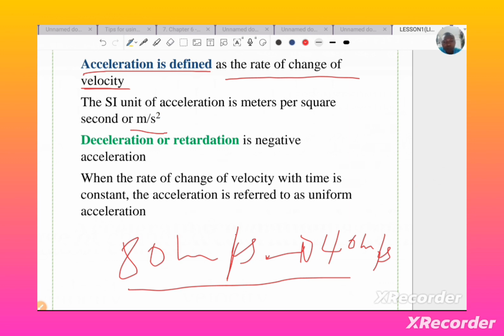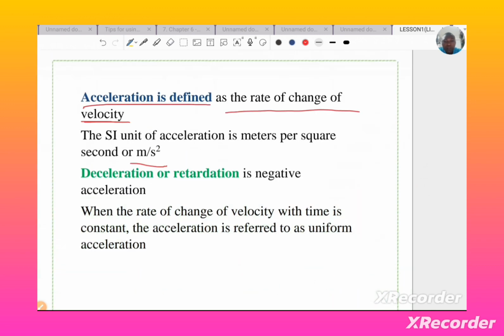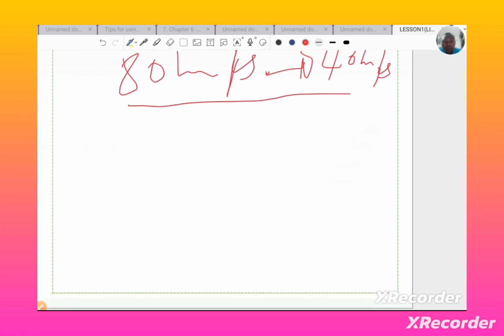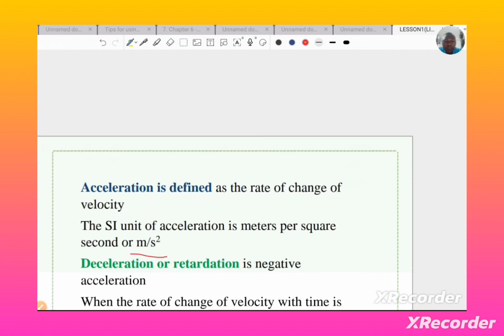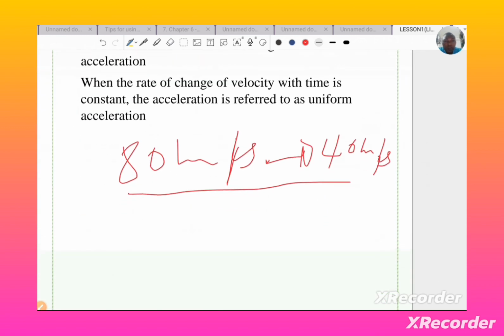Okay. When the rate of change of velocity with time is constant, the acceleration is referred to as a uniform acceleration. So that is what we can say about this quantitative linear motion. Next time we shall take another point, because it is a very big topic that we shall be discussing step by step.